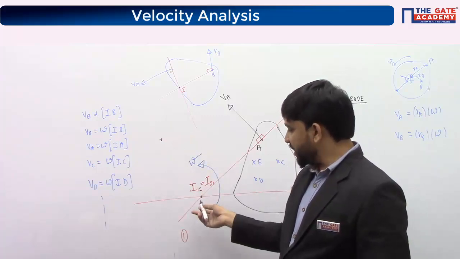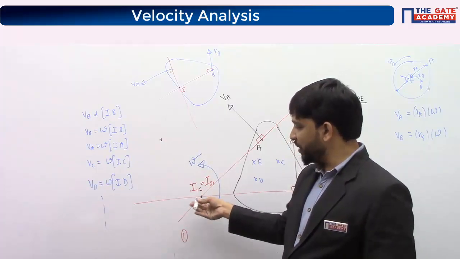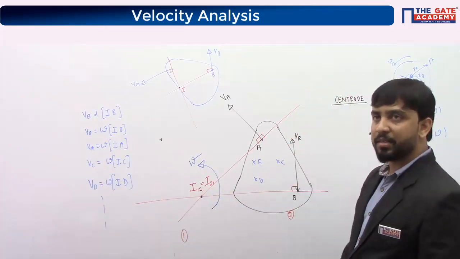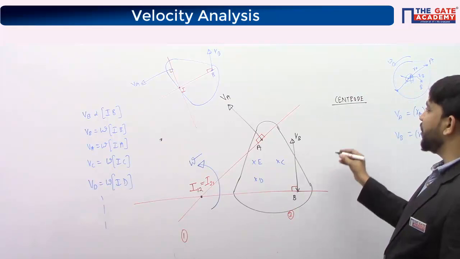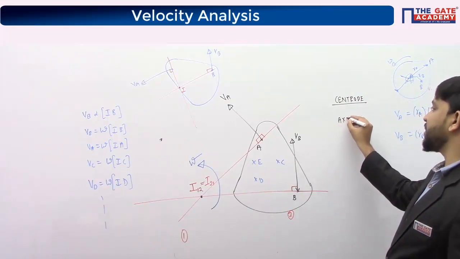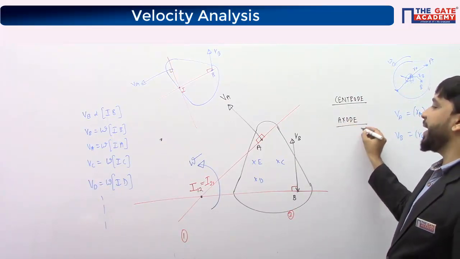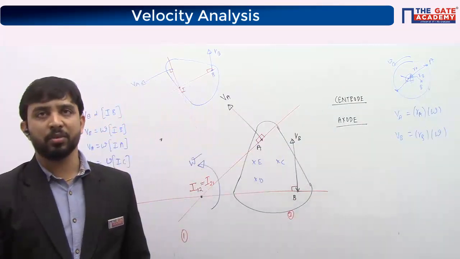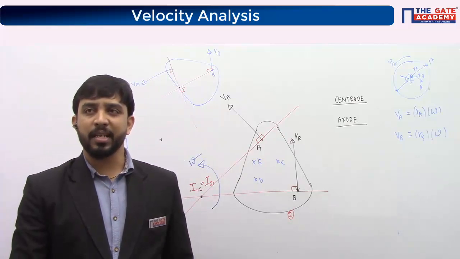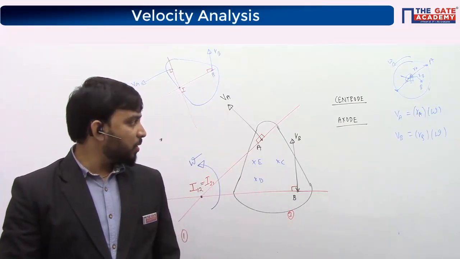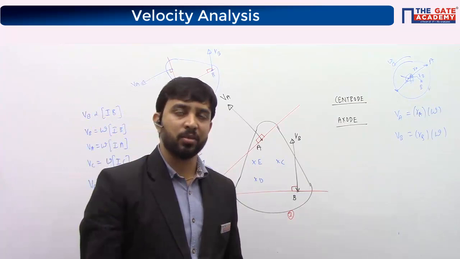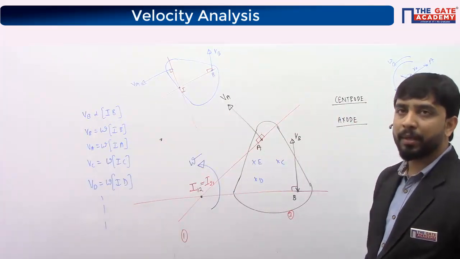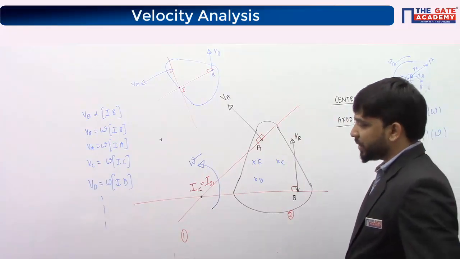So this is the instantaneous center. You can see this axis perpendicular to the board. This is called the instantaneous axis, okay? Next item. Locus of all the instantaneous axes is called the Axode. Locus of all the instantaneous centers is called the Centroid. Locus of all the instantaneous axes is called the Axode. Okay. This is all about I center.